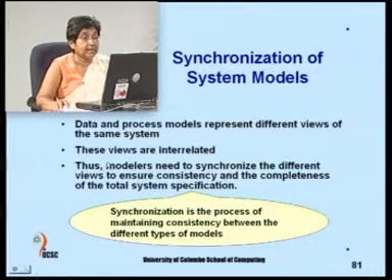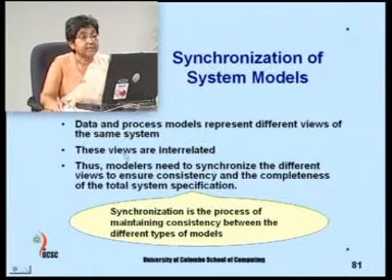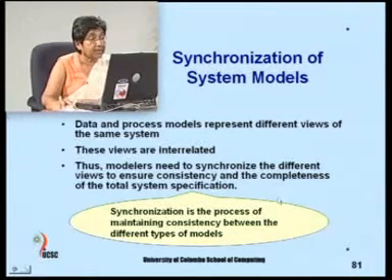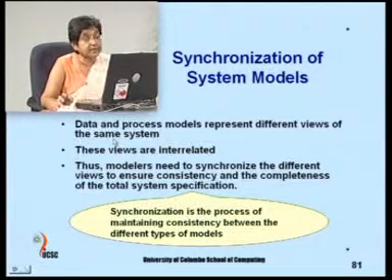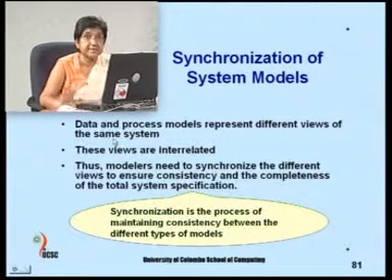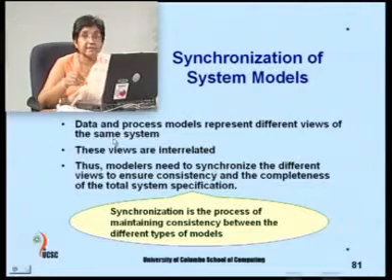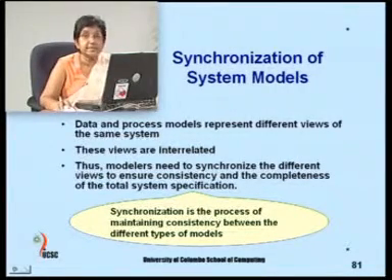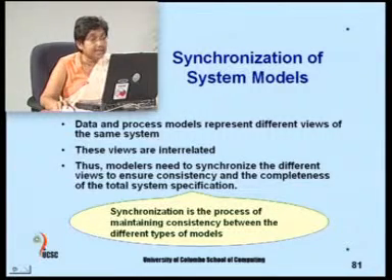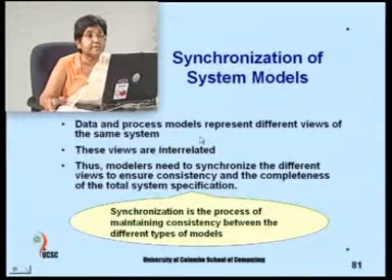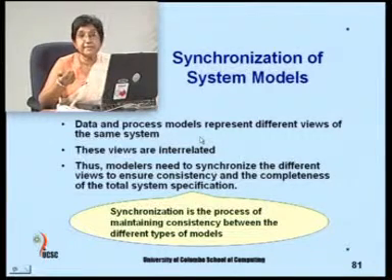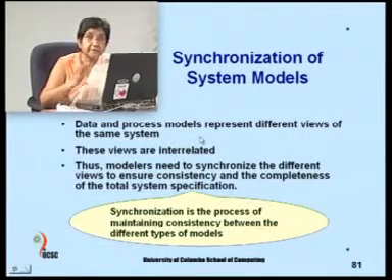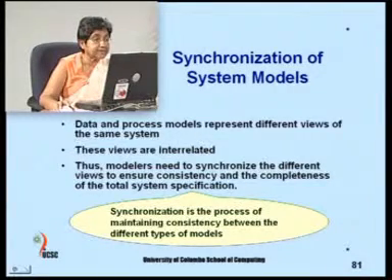Now synchronization of system models. Now, we have looked at process models and we have looked at data models. That is, we have looked at the process models using data flow diagrams and data models using the ERD diagrams. So, these represent really different views of the same system. We are not looking at different systems, but we are looking at different views of the same system.